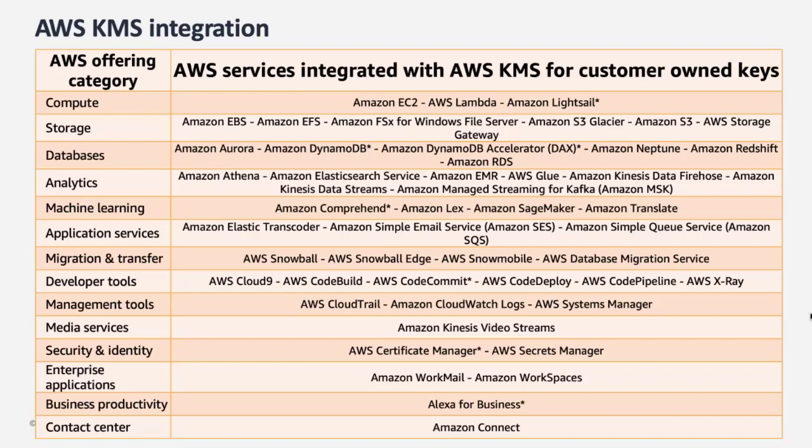And Comprehend's a good example to step into because it is one service, you see the asterisk on it, that actually requires you to use service managed master keys. And we'll talk about that a little later in the presentation, what that means exactly. It doesn't allow you to do a customer managed master key. Application services, we got migration and transfer services like Snowball and Snowball Edge, developer tools like Cloud9, management tools like CloudWatch Logs, and kind of skipping ahead a little, we've got WorkMail, Alexa for Business. So it's a good number of AWS services, and as KMS is kind of that behind the scenes hero for it, it's important that these services are integrated with KMS.